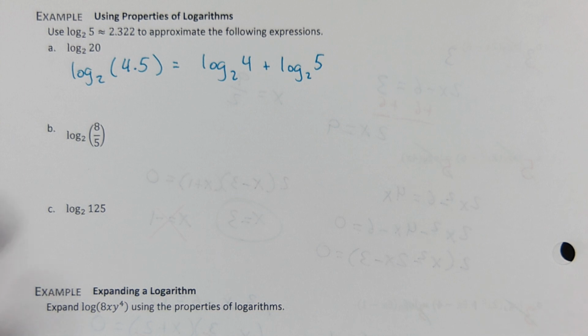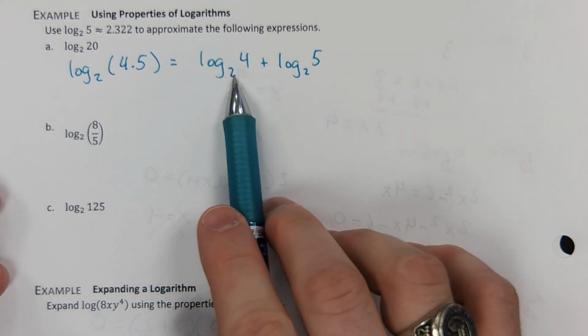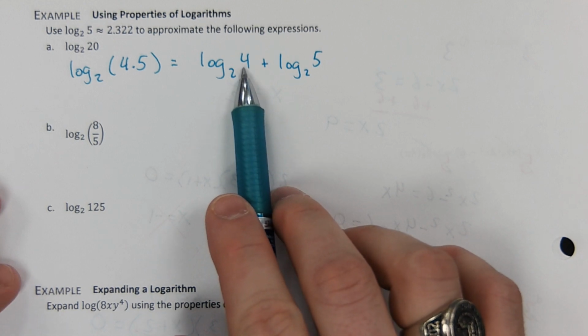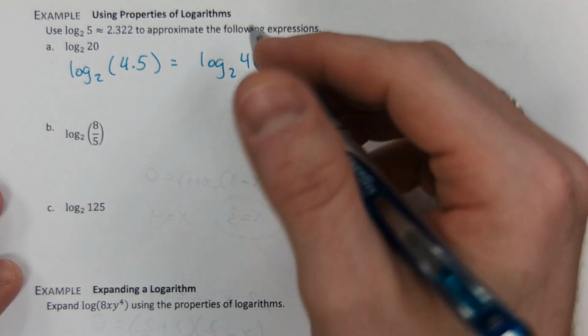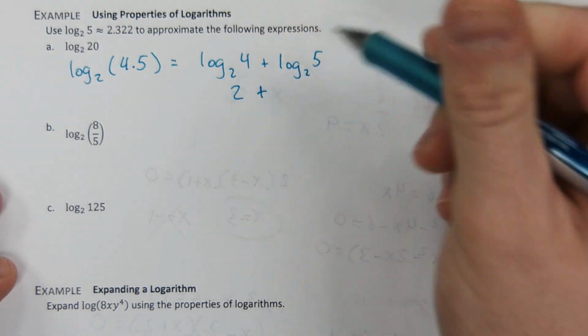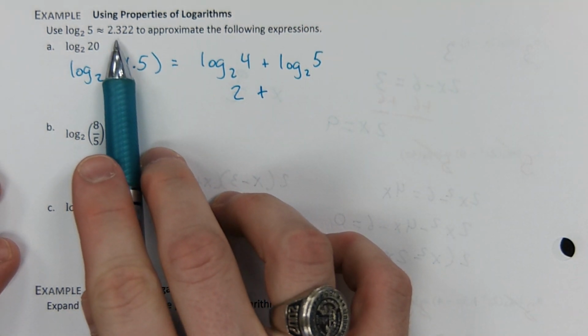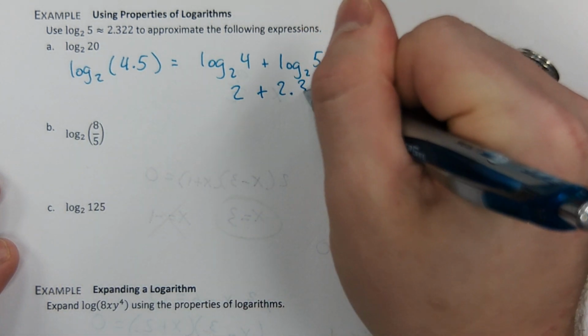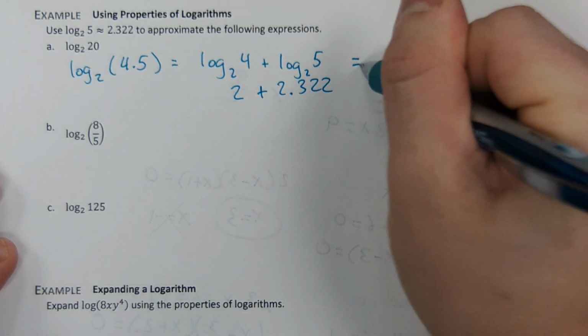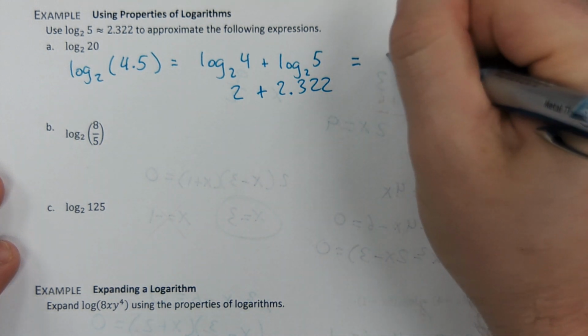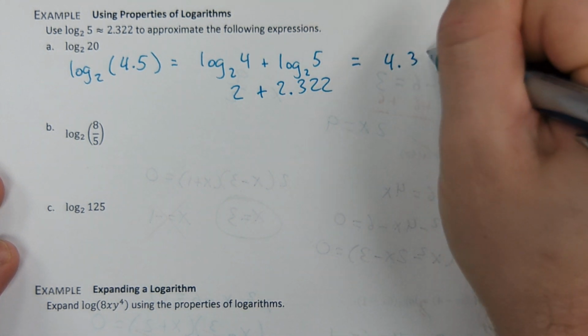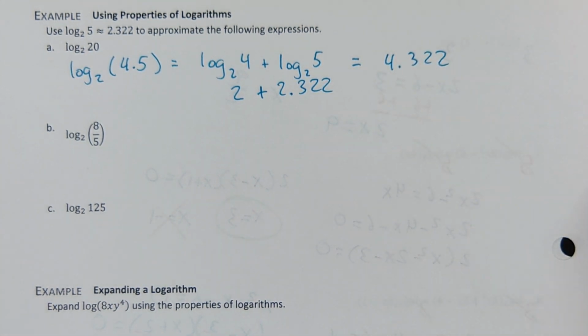Scary. It says, what power of 2 gets me a 4? The second power of 2 gets me a 4. And we know, because it says so, that log base 2 of 5 is approximately equal to 2.322. Which means this logarithm value is approximately 4.322. Ta-da!